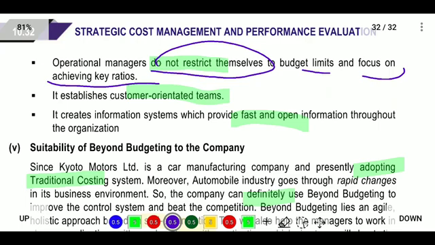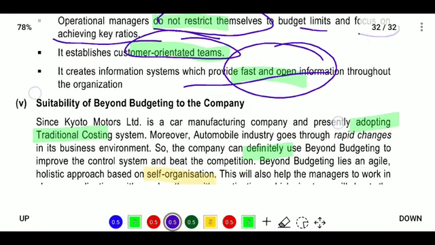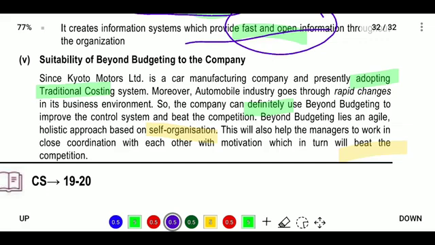It establishes customer-oriented teams, based on the suggestions and feedback customers provide. Next, it creates an information system which provides fast and open information throughout the organization. Next, sustainability of beyond budgeting for the company. Our company is Kia Motors Limited, a car manufacturing company, presently adopting traditional budgeting.